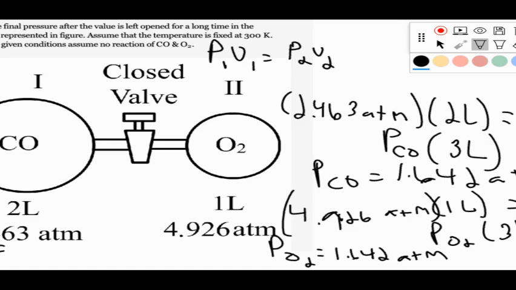So 1.642 plus 1.642. So my final pressure, my total pressure at the end, ends up being 3.284. So after I open up both of these and they're able to be left open and reach equilibrium, then the final pressure is going to be 3.284.